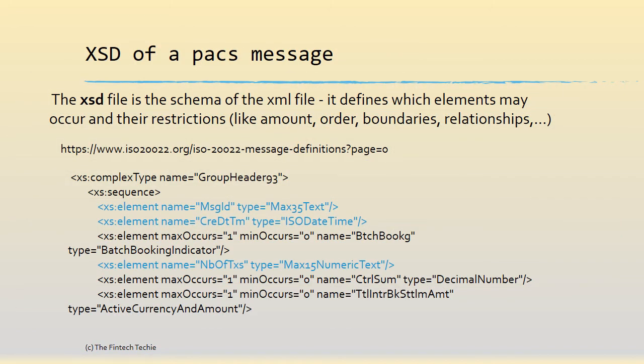Most important to understand is an XSD. Now, if you remember, PACS messages are XML messages, and XML always are structured along a schema definition, which is known as an XSD. Now, the XSD is the one which defines which elements may occur, which may not occur, what are their restrictions, what are their boundary conditions, and so on. So all of these you're going to find out on this website, which we are going to showcase a little later in the program. Now this is a sample XSD. This is not the full one, but just an extract.